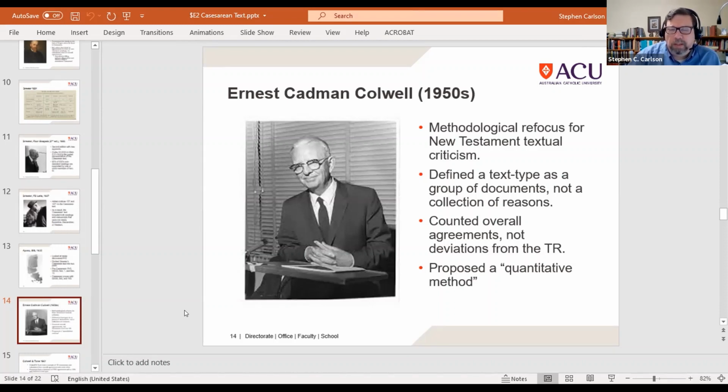Methodology became important in other fields of New Testament studies at the same time. And so we get your redaction criticism, all this kind of stuff. So the mid-20th century was really big on methodology, and Colwell was one of them. So there's a couple of things he did. I got a typo. He defined a text type as a group of documents, not a collection of readings, not reasons, but readings.